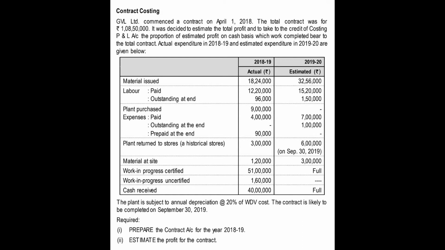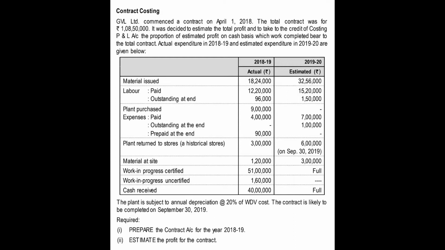All the data is given. Actual expenditure is given and estimated expenditure is given. So there are two questions asked. We have to prepare the contract account for the year 2018-19 and we have to estimate the total profit for the entire period. We have to prepare the contract account for 18-19 for a 12 months period and estimate the total profit of the contract. The contract is going to end on 30th September 2019.